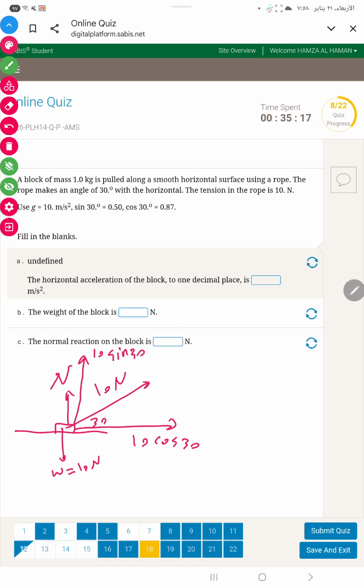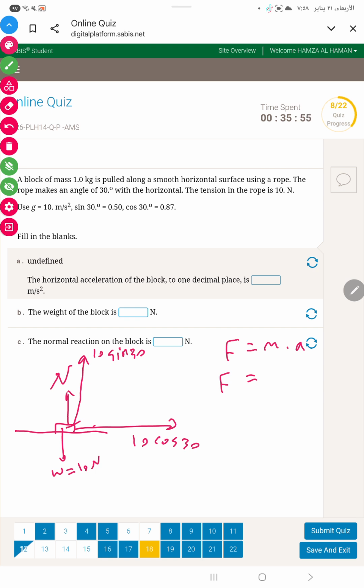Okay, now we solve the problem. The horizontal acceleration of the block to one decimal place. So here we do force equal mass times acceleration. The pulling force in this case will be 10 cosine 30. After splitting into components, we have to deal only with these forces. No need for this force now. We have to deal only with the components.